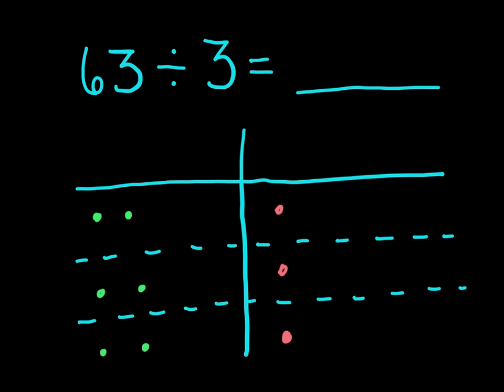So how many do we have? Well, all we need to do is look in this first section right here. And what have we got? We've got 2 tens, which is 20. We have 1 one, so we have 21. So our quotient is 21. 63 divided by 3 is equal to 21.